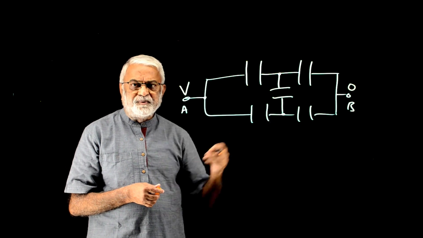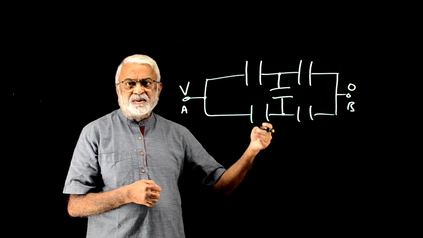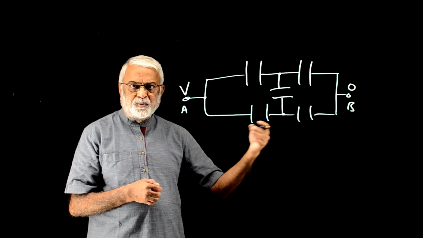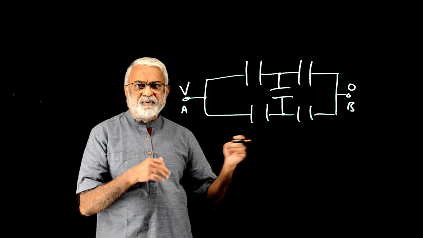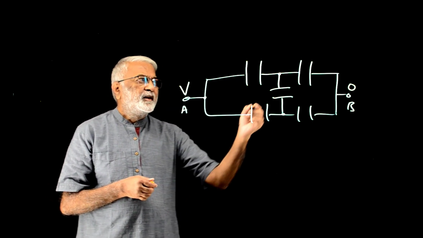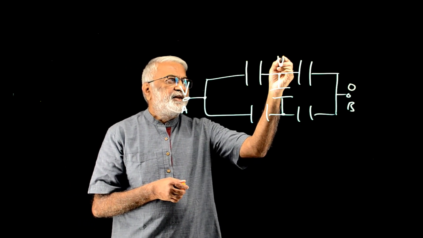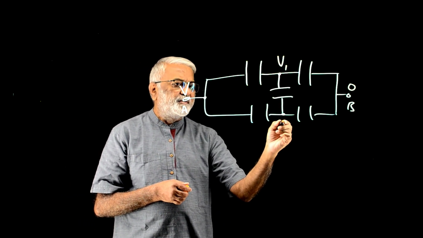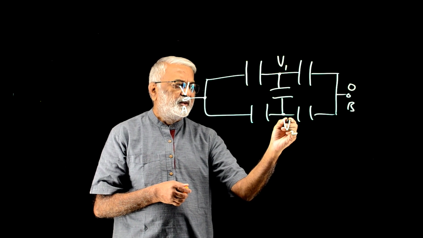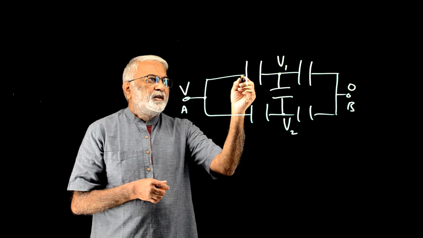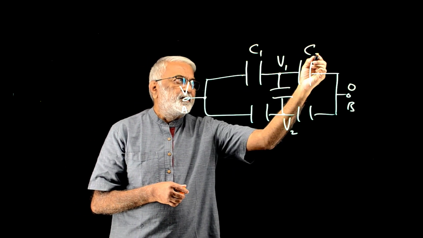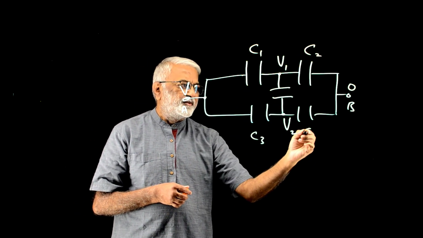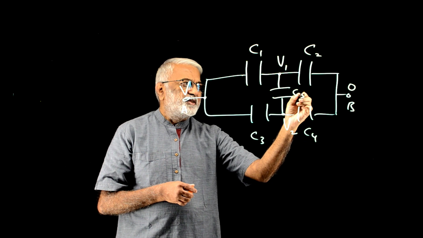You can choose one of the terminals to be at 0 potential and the other at V. So we have a potential difference of V between A and B. Let the potential here be V1 and the potential here be V2. Let's say this capacitor is C1, this is C2, this is C3, this is C4, and this is C5.